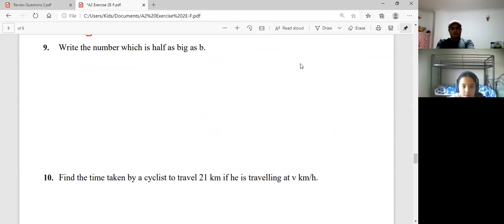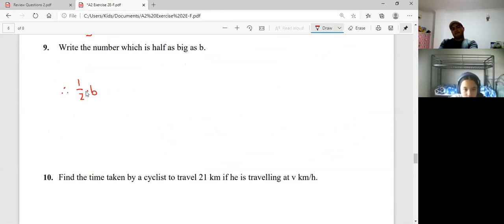Write the number which is half as big as b. Half as big as b. What is it? So b divided by 2, or 1/2 times b. That's better. 1/2 times b. That is half as big as b, right? It's multiplied. All right, very good.